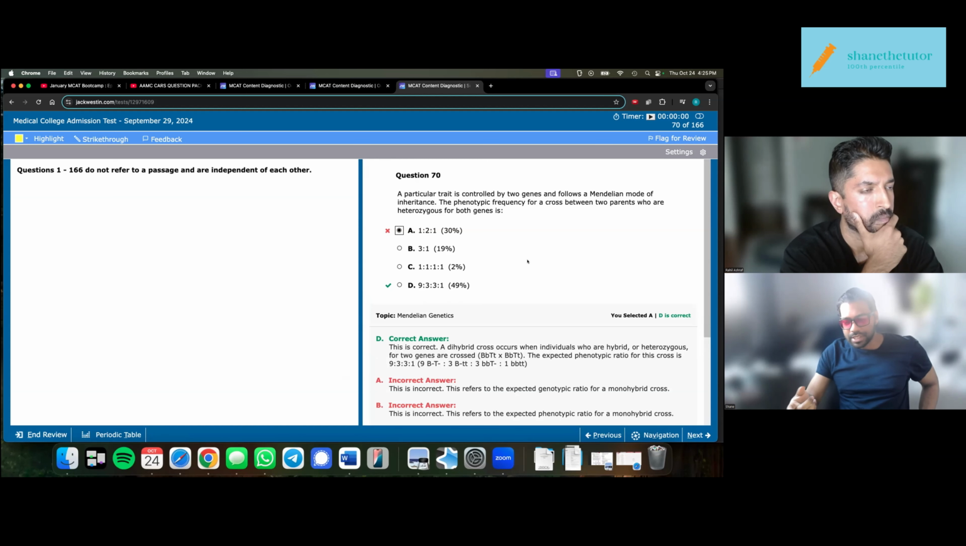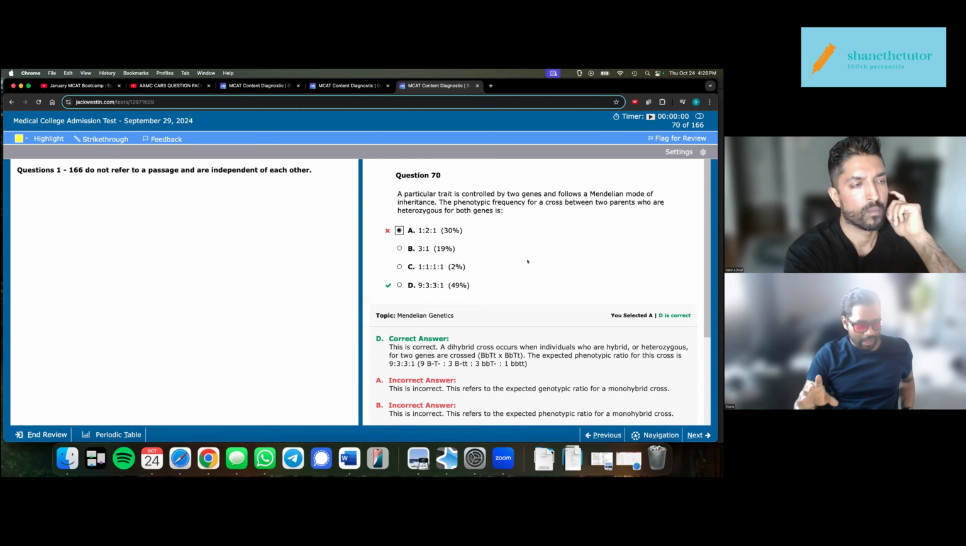So the first thing is, if it's a little bit too complicated like this, it probably is best to guess, flag, move on, and come back later. The second thing is, if you have the time, you can do the dihybrid cross, and I can show you a shortcut for it. And the third thing is, if you just memorize the phenotypic ratio for a dihybrid cross, that can help you get your answer too.